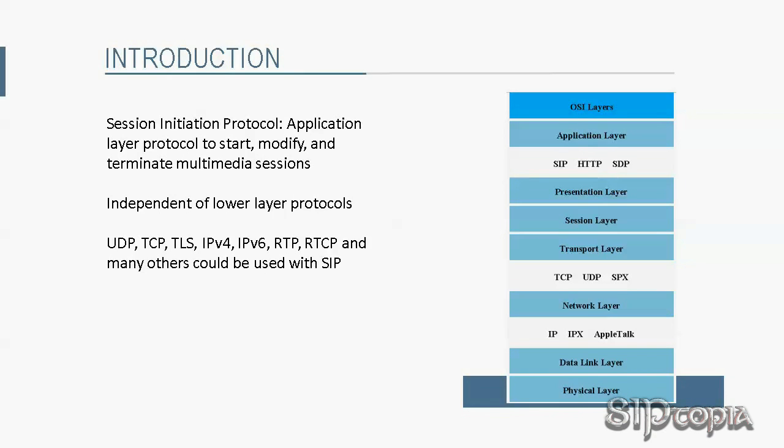In other words, SIP doesn't care if you use UDP, TCP, or TLS in the transport layer. TCP doesn't care if you use IP version 4 or IP version 6 at the network layer. It does what needs to be done at the application layer to create, modify, and terminate sessions. Well, this also means you can use UDP, TCP, TLS, IP version 4, IP version 6, RTP, RTCP, and so on with SIP. SIP just doesn't care.